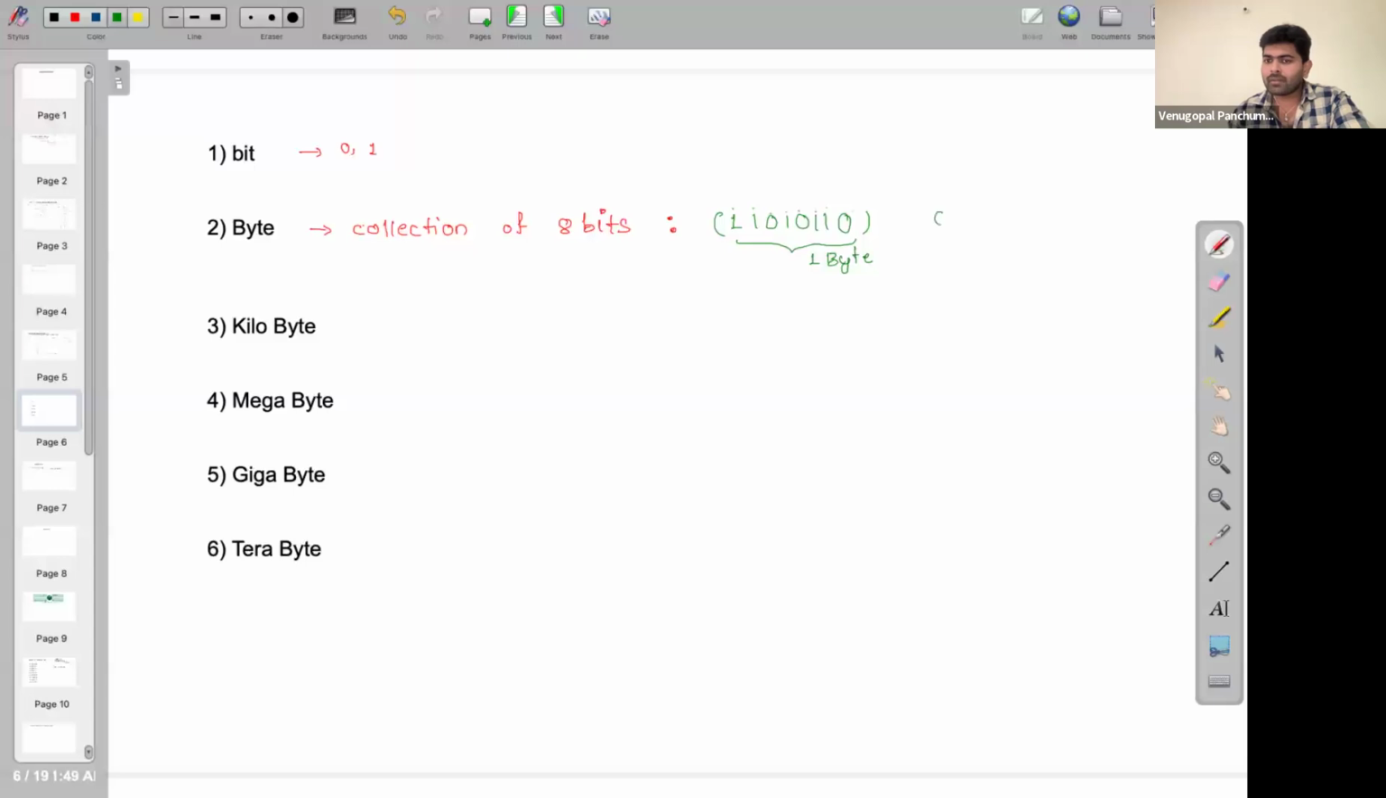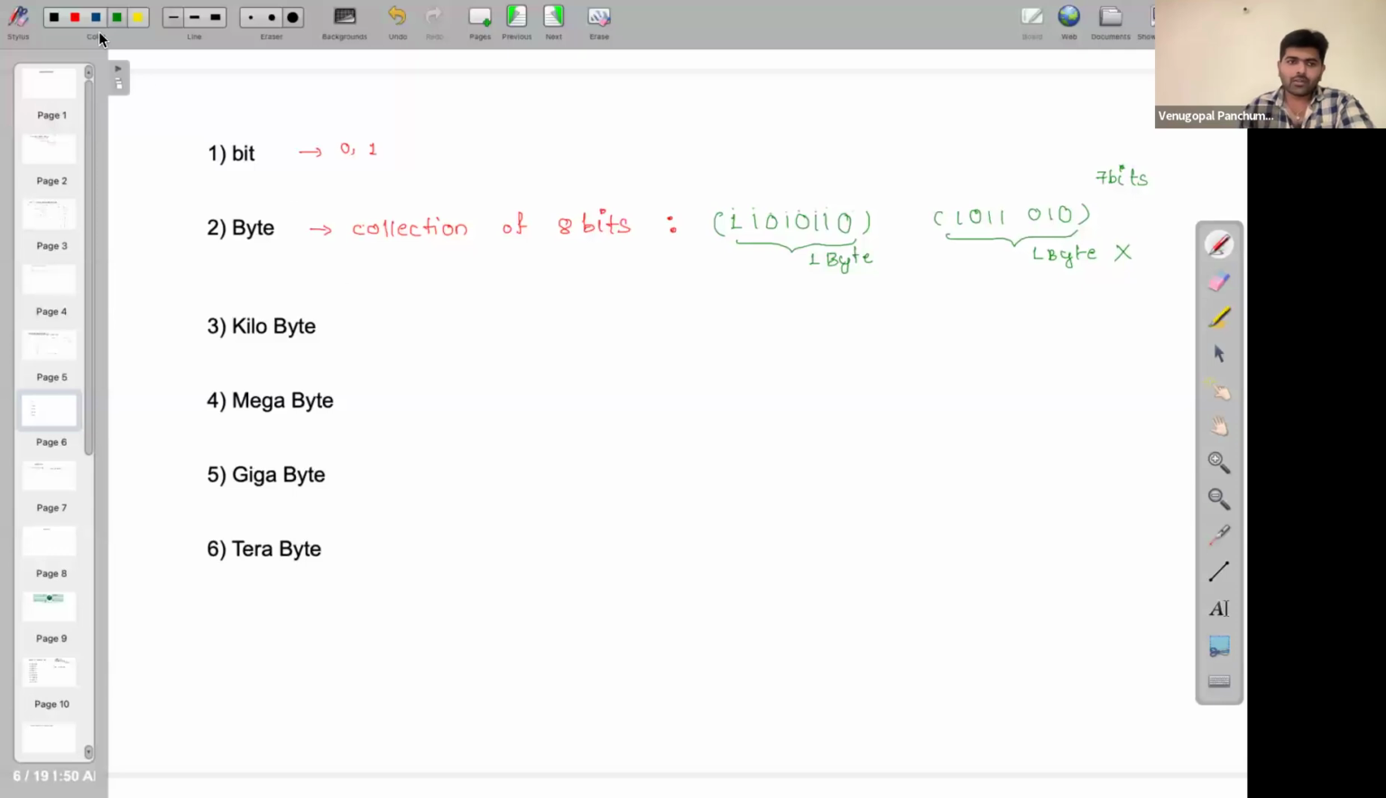Now, can you tell me, can I call this a byte? No, this is not 1 byte. Why? It is having only 7 bits. So therefore, you cannot call it a byte. 1 byte means it should contain 8 bits. A bit can be anything. It can be either 0 or it can be 1.